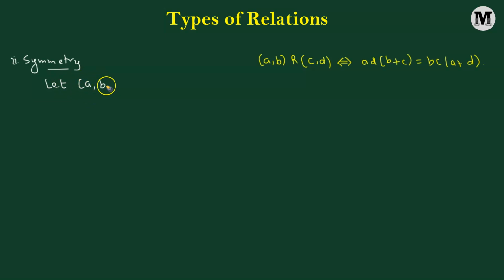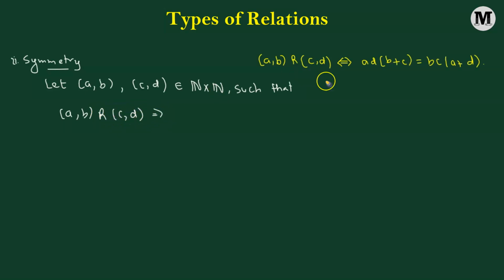So let's say we have the ordered pair (A, B), and then we have another ordered pair (C, D). Let's say these two ordered pairs belong to the Cartesian product of N with itself, such that the relation (A, B) related to the ordered pair (C, D) simply means that we already have this definition. We have AD multiplied by (B + C), which is equal to BC multiplied by (A + D).